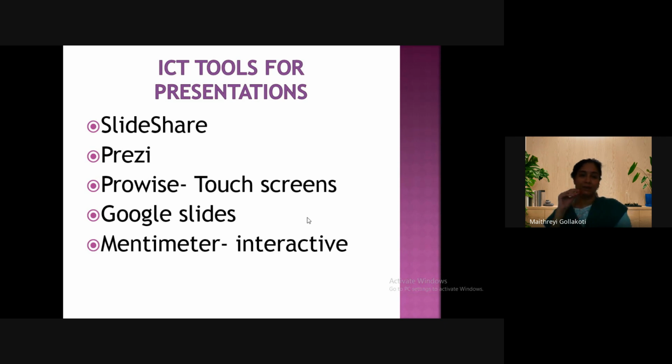This requires advanced technology. Google Slides, just like our PowerPoint presentation, with slight variation. And Mentimeter. Mentimeter is again interactive. You can have poll questions with your students. It can be used very easily through mobile phones. So that also can be used for presentations in classes. Okay, next.